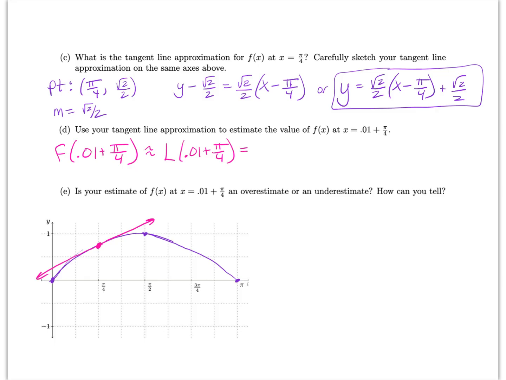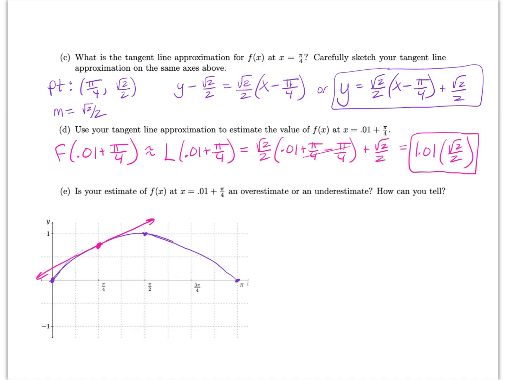Okay, and I'm going to plug into y. All right, so I'm going to get root 2 over 2 times x, which is 0.01 plus pi over 4, minus pi over 4, plus root 2 over 2. Okay, so those cancel, and I have root 2 over 2 times 0.01 plus root 2 over 2, which is 1.01 times root 2 over 2. That's the best I'm going to do without a calculator.